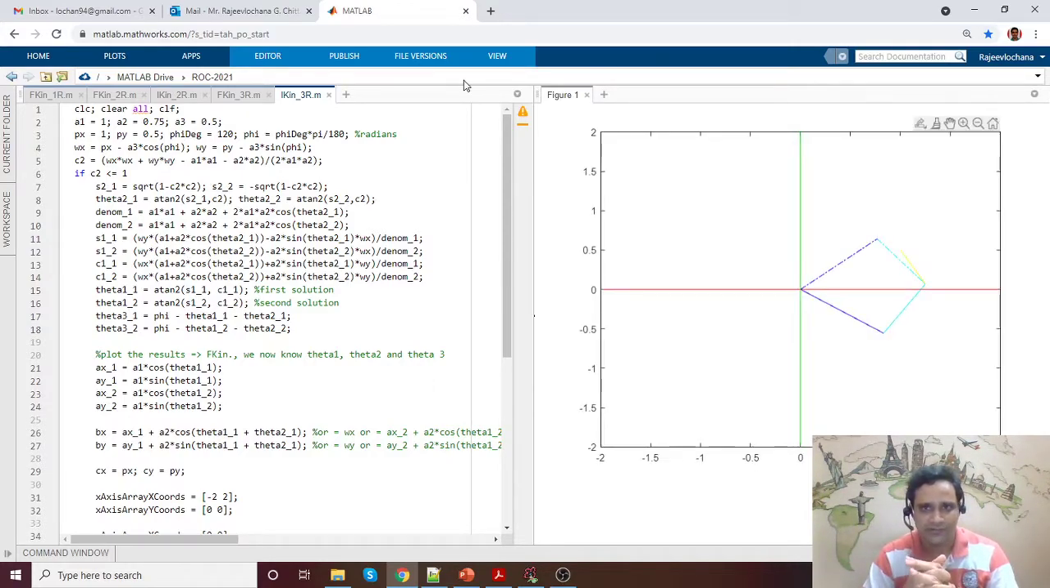Okay, if the solution exists, it is shown. As you can see, this is a tip we wanted to reach, and we wanted the last link to be 120 with respect to horizontal. So from here we determine the values of Wx and Wy, and for Wx and Wy we have a 2R manipulator. One is like elbow down, another is elbow up. So you can play around, you can change the link lengths, and accordingly you will see some changes.